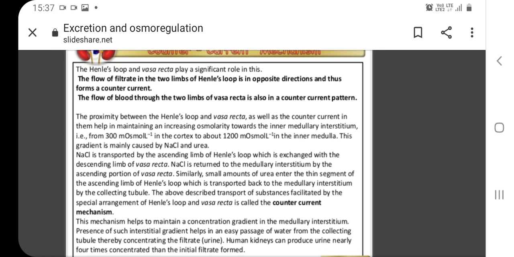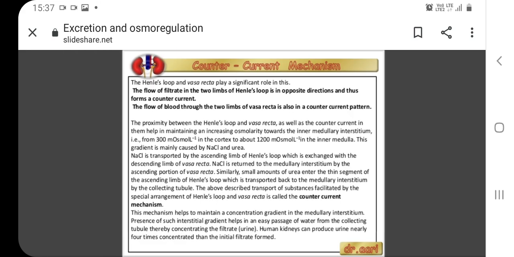The human kidneys can produce urine nearly 4 times more concentrated than the initial filtrate formed. This process is said to be one of the greatest adaptations by any terrestrial mammal in order to conserve water.